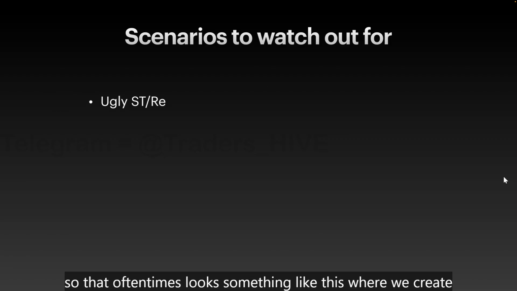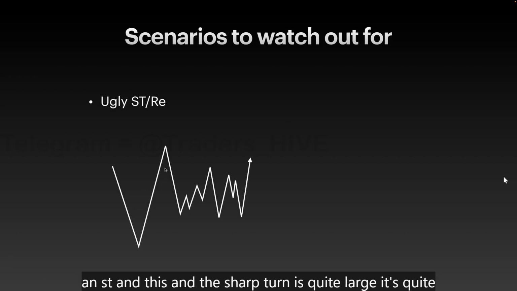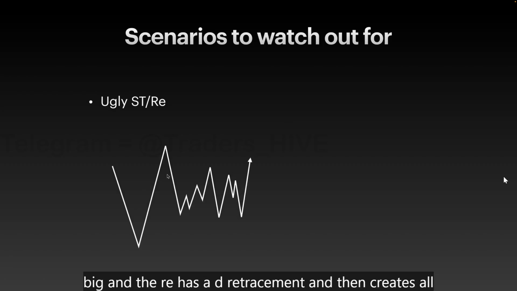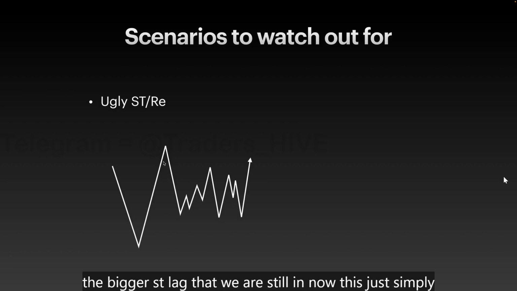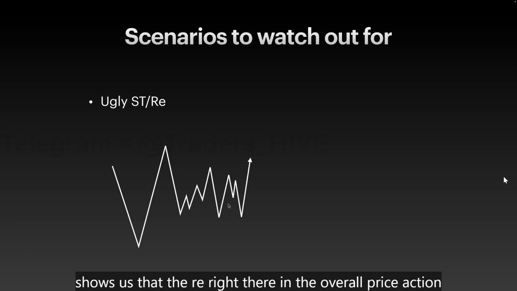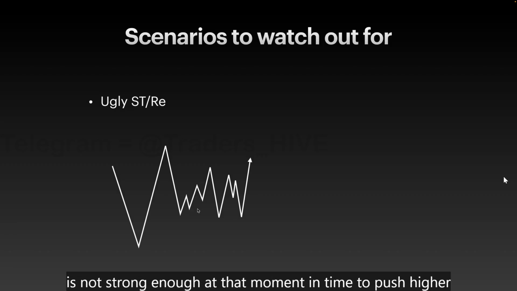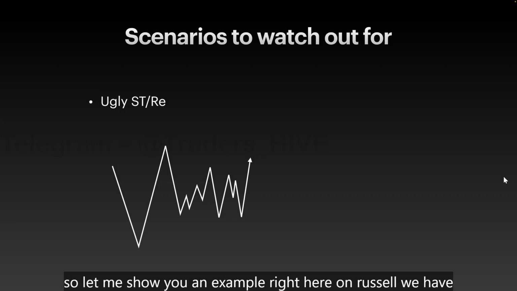So that oftentimes looks something like this, where we create an ST and the sharp turn is quite large, quite big, and the re has a deep retracement and then creates all these internal order flow lags right there in comparison to the bigger ST lag that we are still in. Now, this just simply shows us that the re right there and the overall price action is not strong enough at that moment in time to push higher. So let me show you an example.